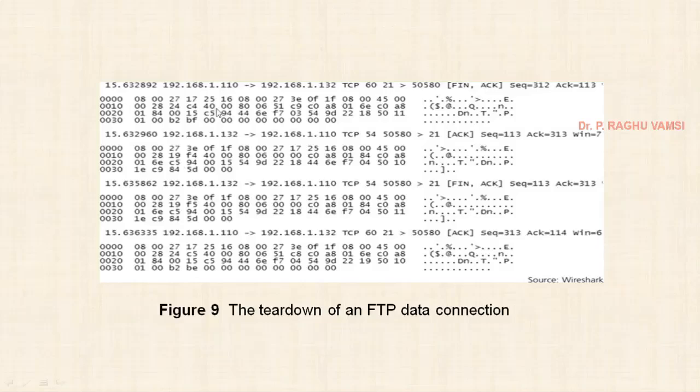So that is the reason 110 is sending a finish acknowledgement message to 132. Then 132 will send an acknowledgement to 110. Then for the acknowledgement of the finish, again a finish acknowledgement will be sent by 132 to 110. Then 110 sends an acknowledgement signal that okay, I have received your finish signal. Then the connection is completely finished and disconnected. So this is the teardown of the FTP data connection, a regular way the connection happens.